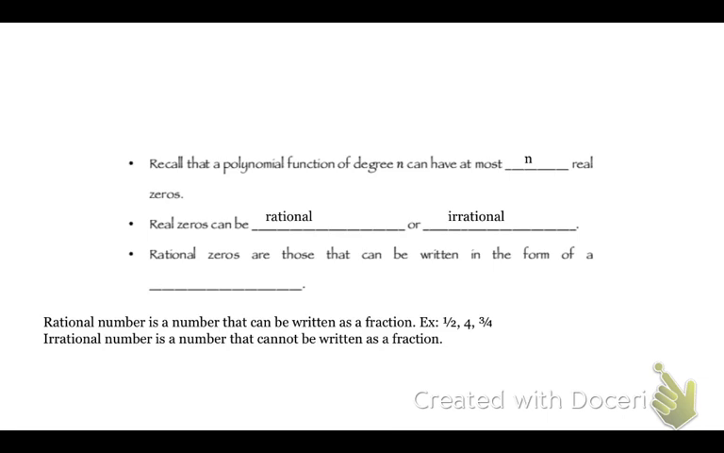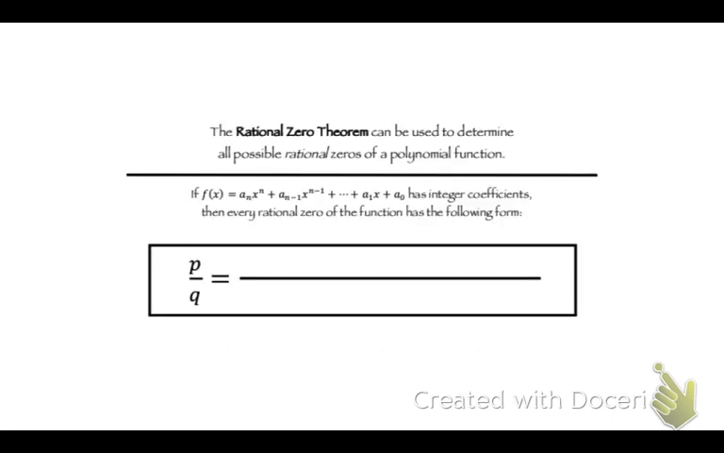Irrational numbers cannot be written as a fraction. Examples of those are pi, or e, or 4.19999764997, whatever, and it just keeps going forever. It doesn't have any pattern to it, okay? So rational zeros are those that can be written in the form of a fraction, or p over q. The rational zero theorem can be used to determine all possible rational zeros of the polynomial function.